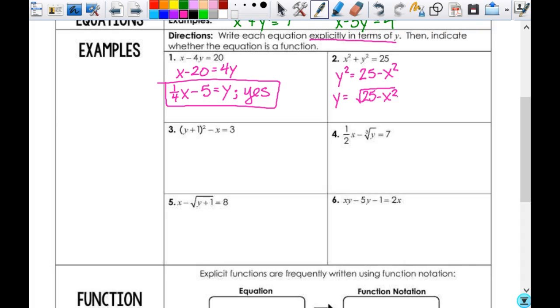But there's still something not right about this. What's missing? Any idea? What's missing? No? What's missing from what I have?